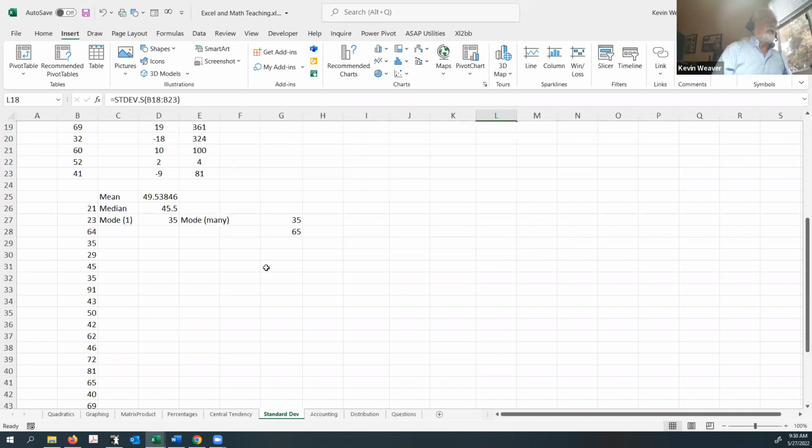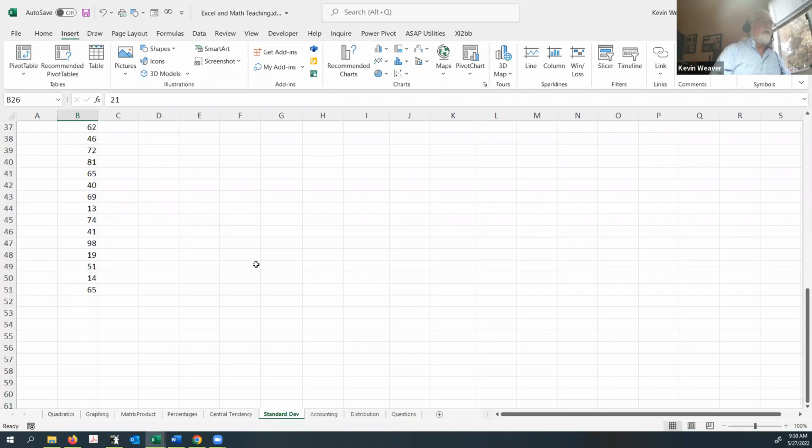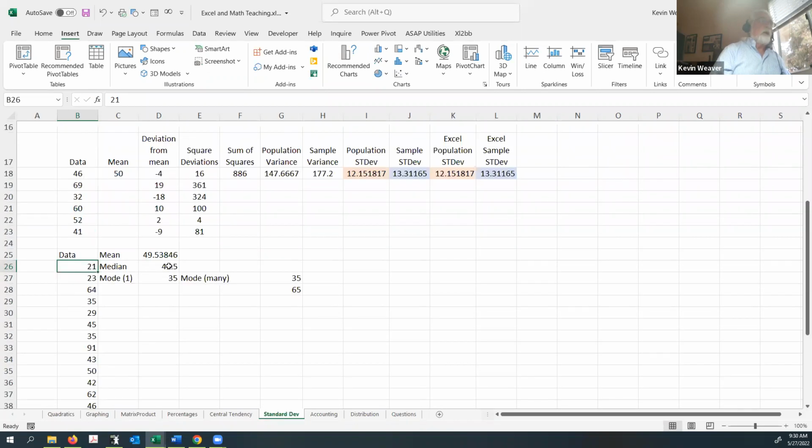And now you can see how nice that is if my data contains all of those. Well, now the average of that range is 49.5. The median is 45.5. Well, if I look for the mode of a single mode, it tells me 35. However, there are multiples of 35 and 65 that are occurring at the same level of frequency.